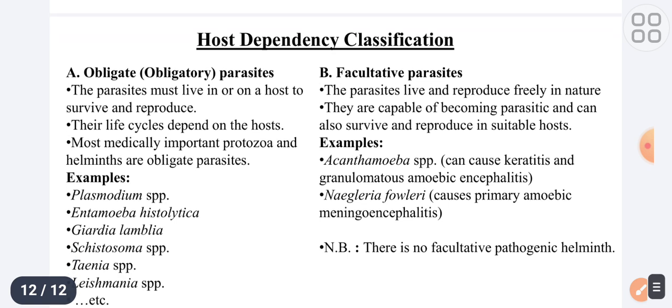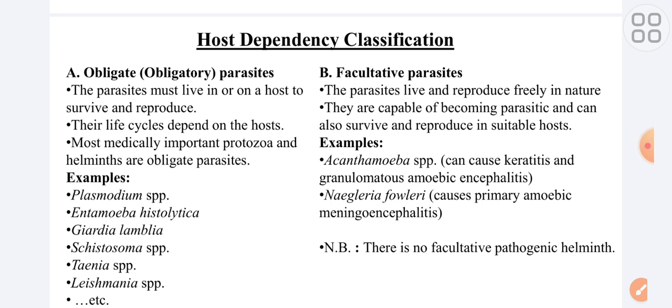Host dependency classification. We are going to classify parasites according to the dependency of the parasite on the host, whether the parasite must live in a host or that will be just optional. So they are classified into two groups. The obligate parasites, these must live in a host. The facultative parasites, not necessarily, may or may not.